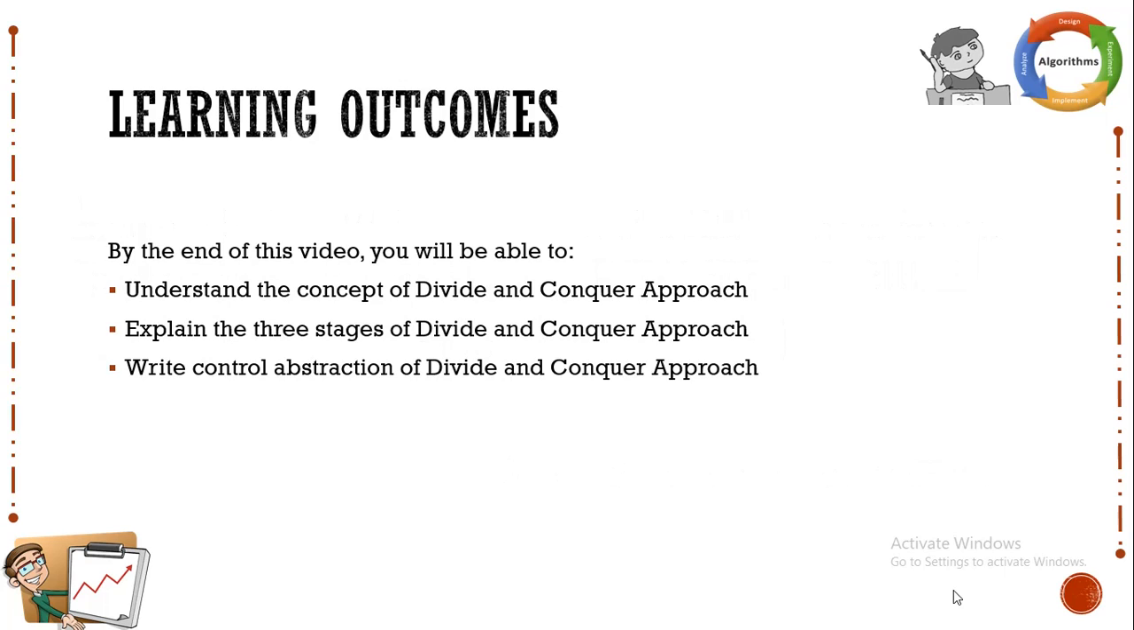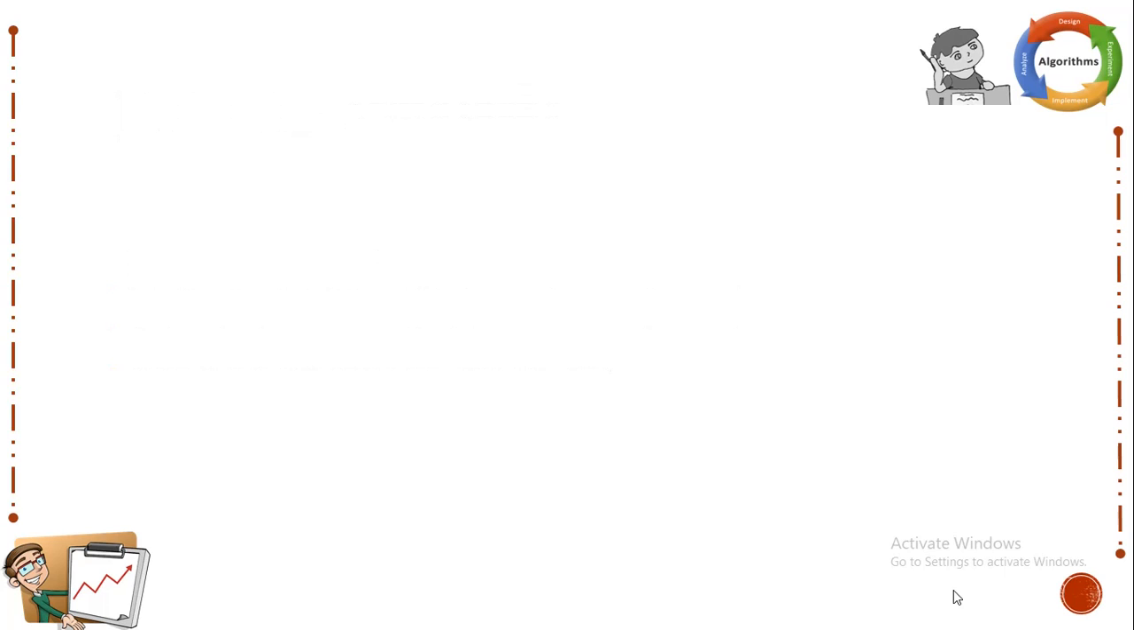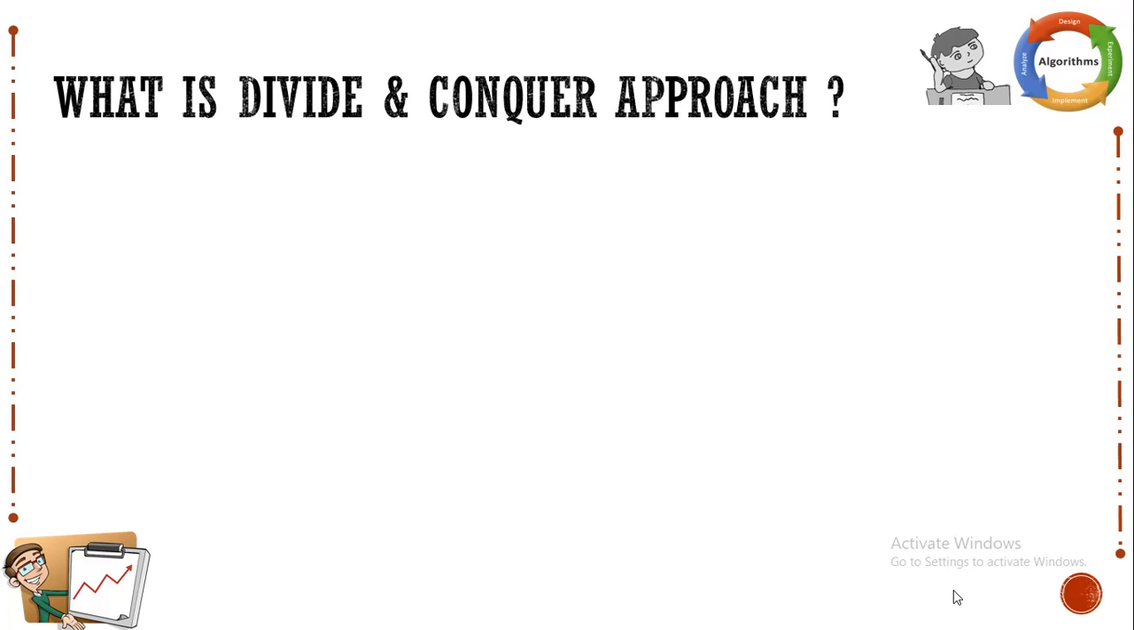So the learning outcomes of our today's lecture are that by the end of this video, you'll be able to understand the concept of divide and conquer approach. You'll be able to explain the three stages of divide and conquer approach, and you would be able to write control abstractions of divide and conquer approach. So what exactly is divide and conquer approach?